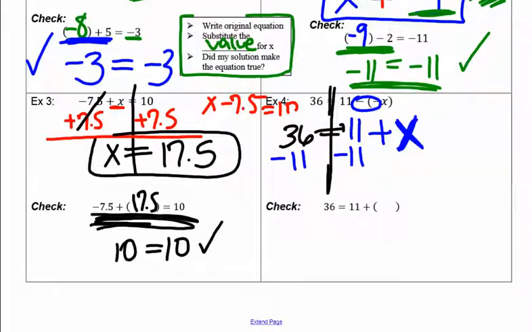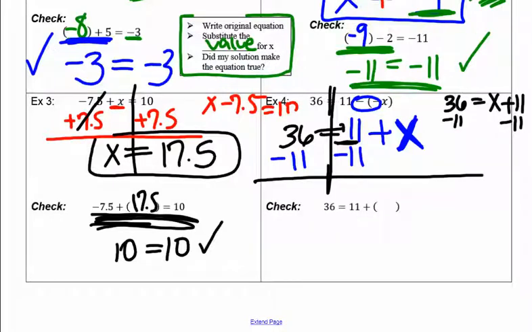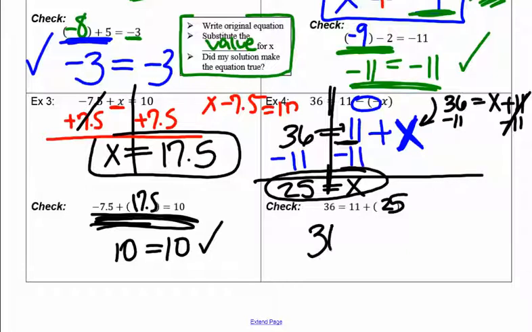And if you didn't see that, you could also rewrite it like this with the x first. That 11, there's a positive in front of it. So we would do minus 11, okay, to both sides. 36 minus 11 is 25. On this side, the 11s cancel. 11 minus 11 is just 0. I'm left with x. Let's go ahead and plug it in to the original equation where we dump doubles. 11 plus 25 does give me 36.